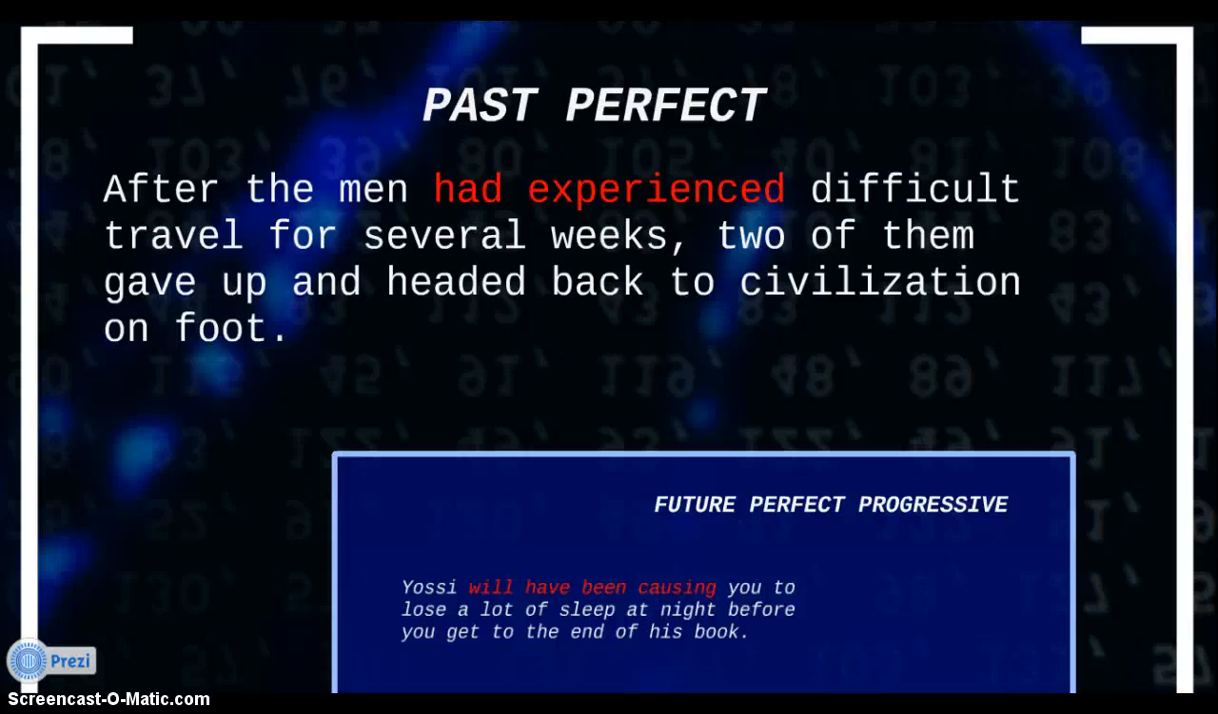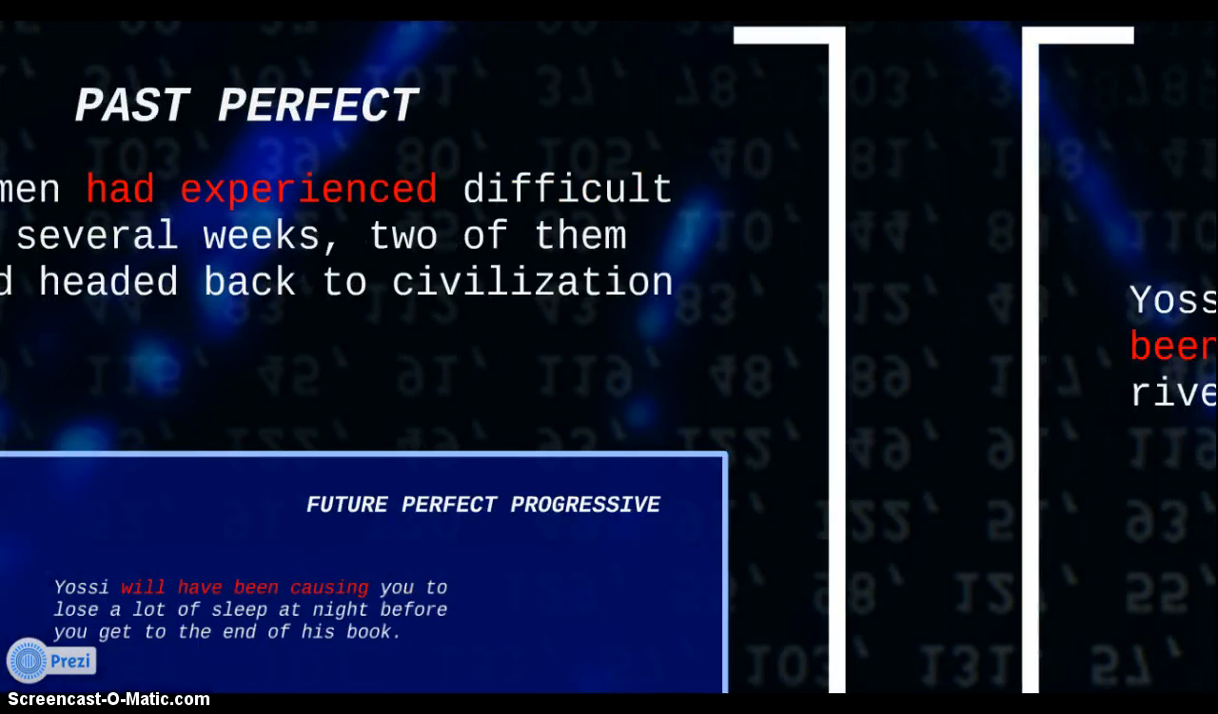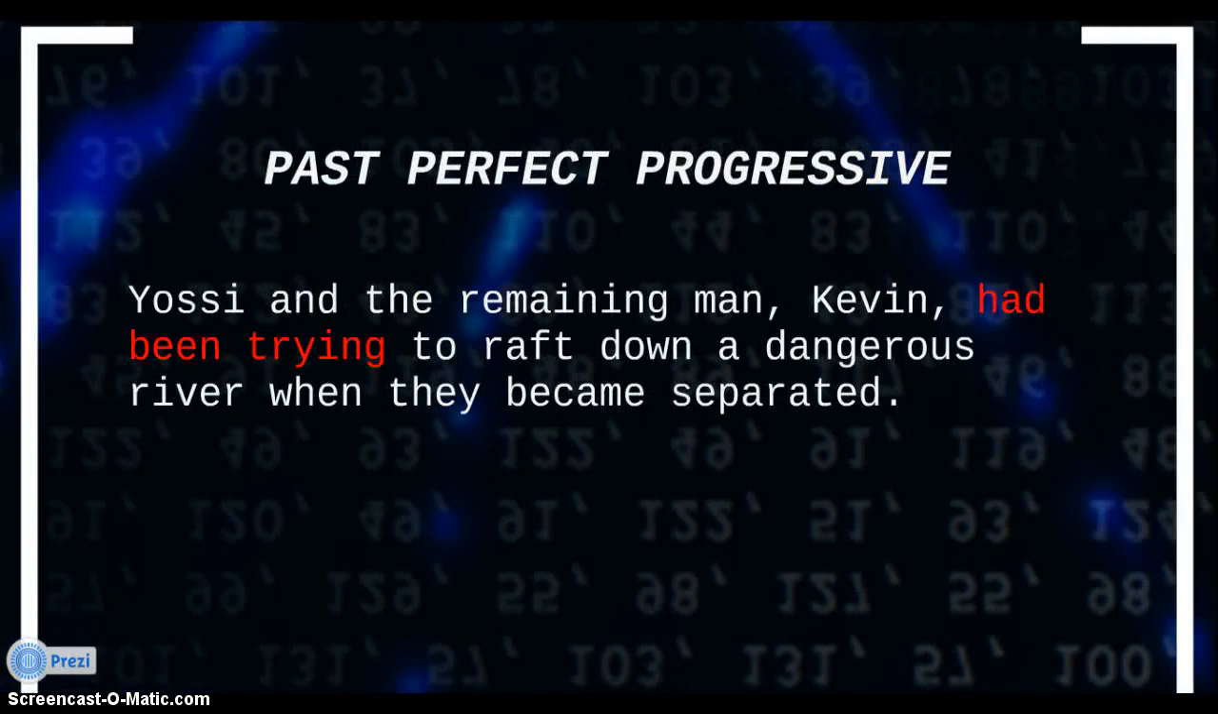After the men had experienced difficult travel for several weeks, 2 of them gave up and headed back to civilization on foot. Had experienced. We've got the past participle form of the verb along with the helping verb, and that's past perfect tense. We can also use past perfect progressive. Yossi and the remaining man, Kevin, had been trying to raft down a dangerous river when they became separated.